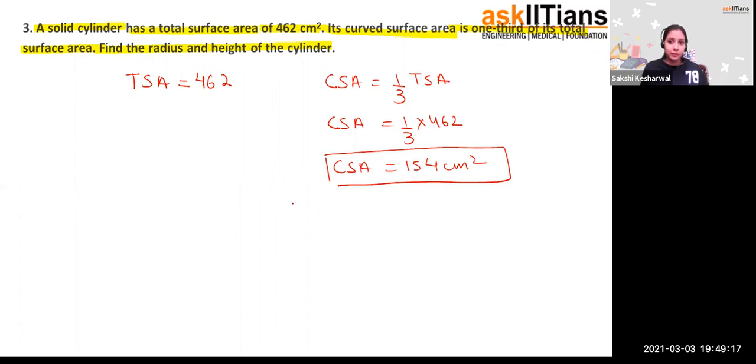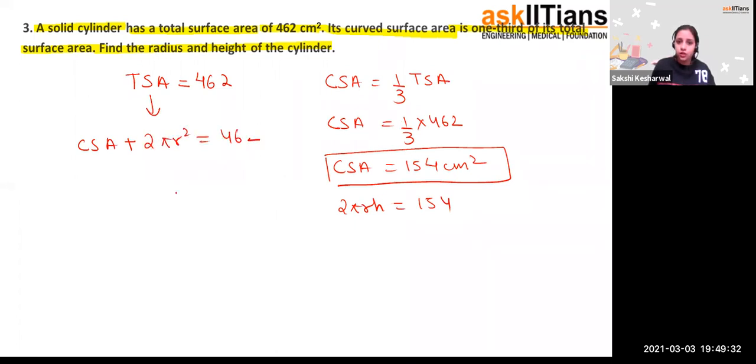Now, you have to think a little bit like this. CSA is 2 pi RH, which is equals to 154. Now, can I write that TSA is equals to CSA plus the top and the bottom, that is 2 times pi r square, which is equals to 462? Now, just substitute this. CSA value is 154 plus 2 pi r square is equals to 462, right? So 2 pi r square is equals to 462 minus 154, which is 308.